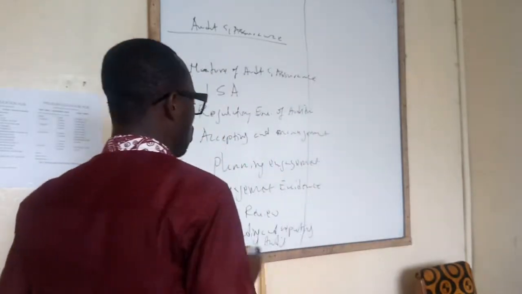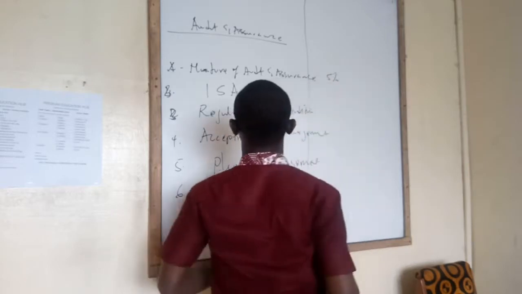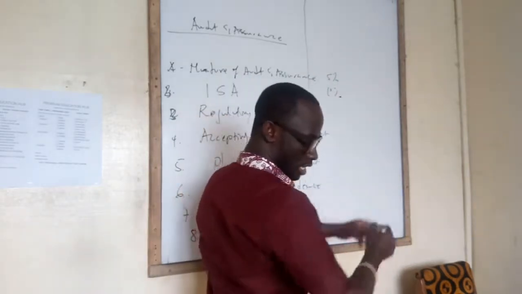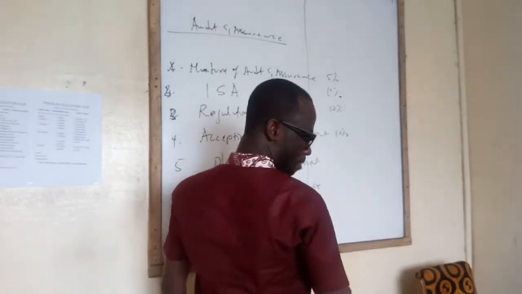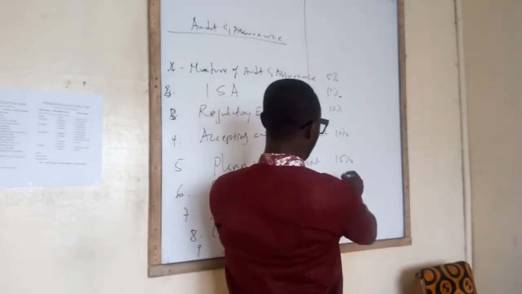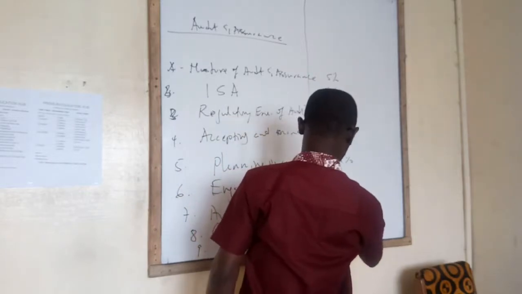For concentration-wise, this is just 5% of the syllabus. This is 10% of the syllabus. This is 10%, 10%. Planning and engagement is 15%. Audit evidence, 20%. Audit review, 10%.